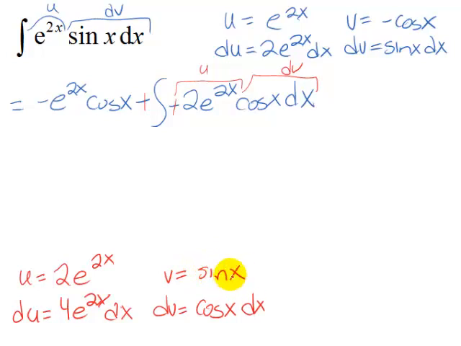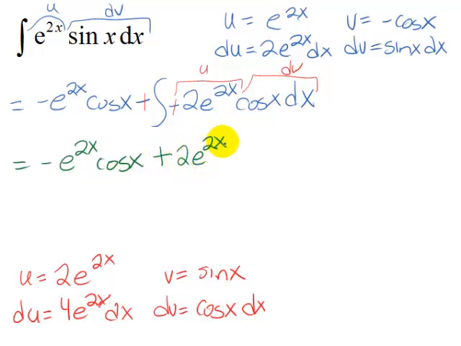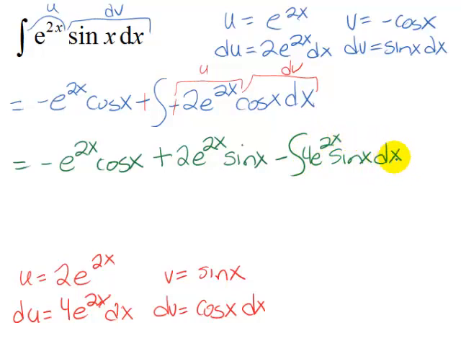Now I still have this first piece, negative e to the 2x cosine x, and applying the integration by parts formula, plus uv, so that's going to be 2e to the 2x sine x minus the integral of v du, so that's going to be 4e to the 2x dx here.